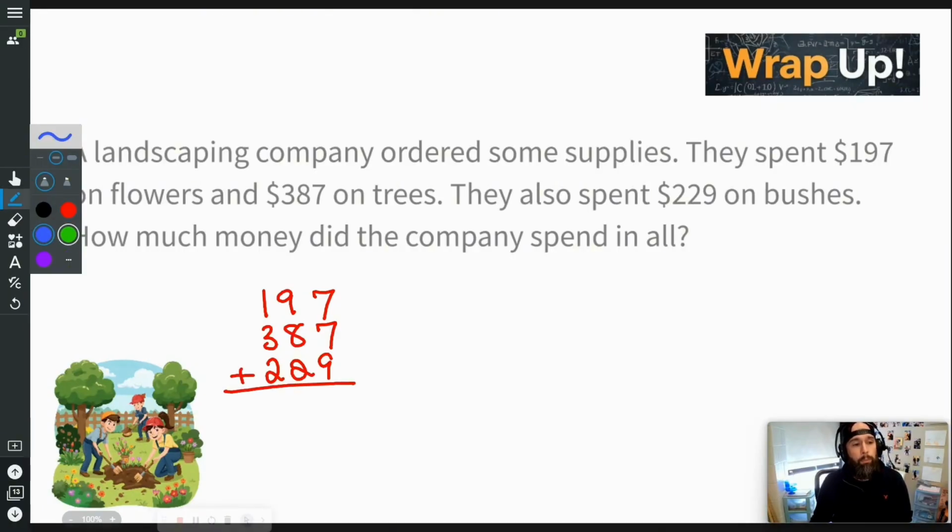Start at the top right. Let's use green for bushes and money. 7 plus 7 is 14. 14 plus 9 is 23. So write out your 3, carry the 2. Oof. 2 plus 9 is 11. 11 plus 8 is 19. 19 plus 2 is 21. Write out your 1, carry the 2. 2 plus 1 is 3. 3 plus 3 is 6. 6 plus 2 is 8.